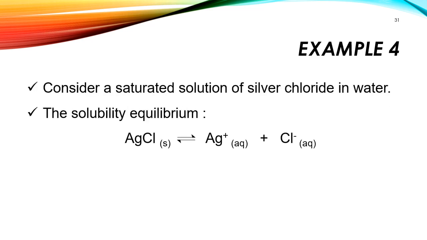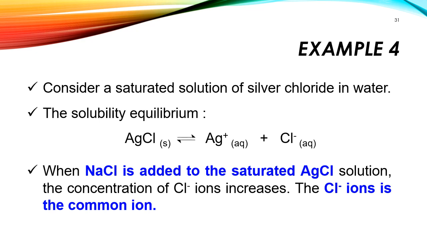Let's consider an example of the slightly soluble salt argentum chloride. The solubility equilibrium can be written as argentum chloride solid dissociates to form argentum plus aqueous ion and chloride aqueous ion. When NaCl is added to the saturated argentum chloride solution, the concentration of the chloride ions is increased. The chloride ion is the common ion.